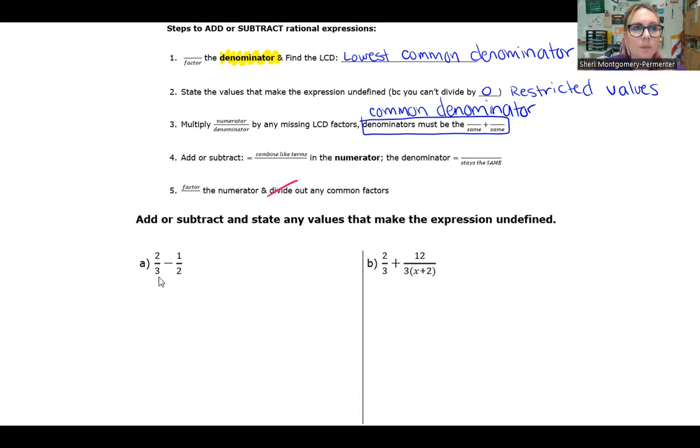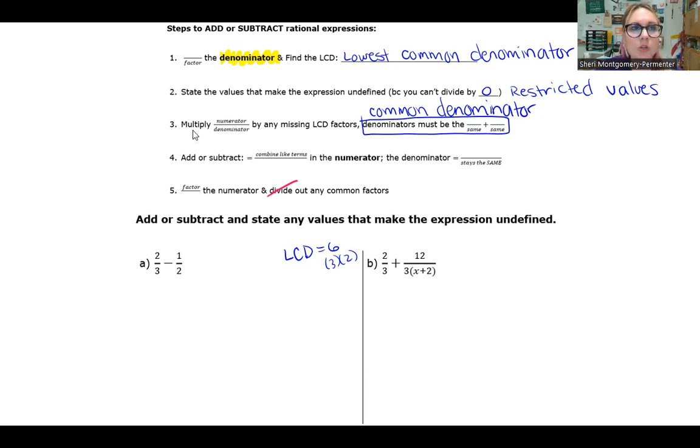For the first example, the lowest common denominator here, we'd have to multiply these together. We'd have to have 6. So for this one, the lowest common denominator would be 6. Or another way to look at that would be 3 times 2. So this step, when you find out what the lowest common denominator is, that's this. We could also state any values that make the expression undefined. Well, I don't have any x's in the denominator, so nothing makes those undefined.